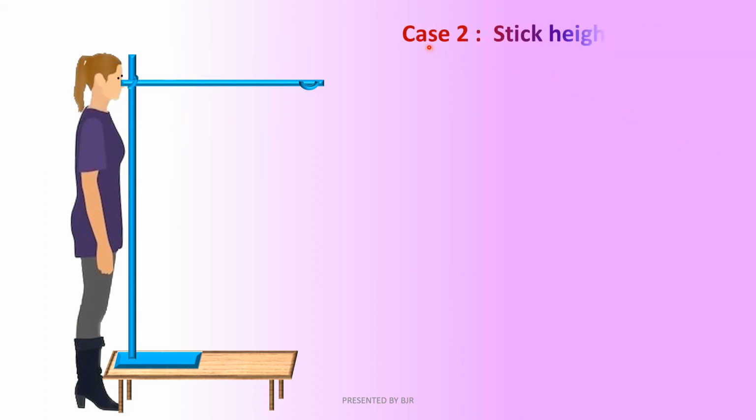Now here is case 2. In case 2, I am going to place the stick of height 30 centimeters. Okay, here I will place the stick of height 30 centimeters. Let us place it first. Yes, I fixed it with a screw. Now we have to ask her whether she is able to see both ends of the stick at a time or not.